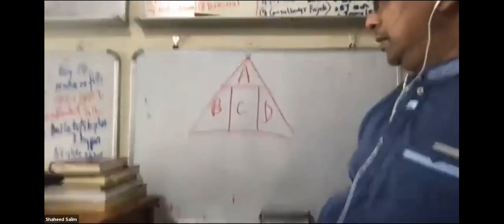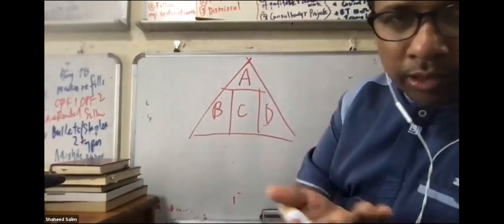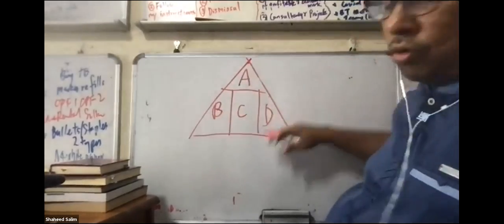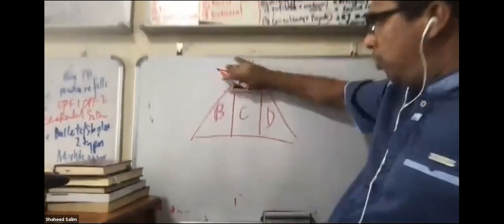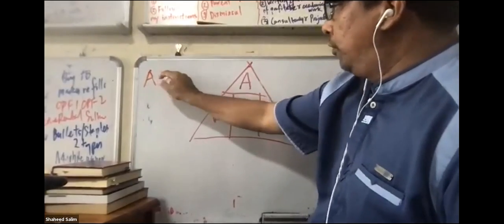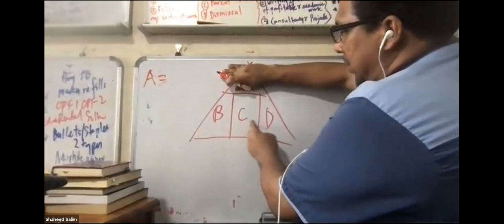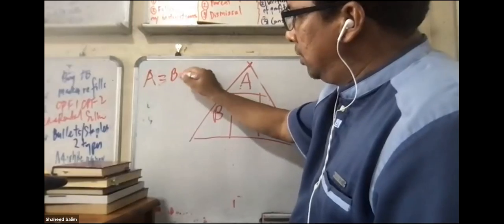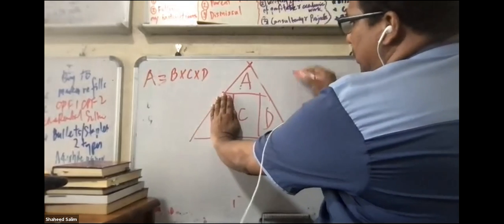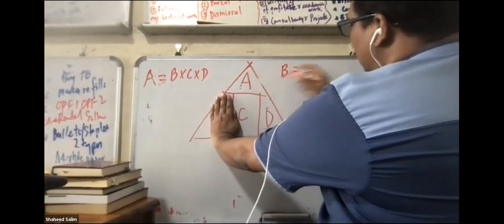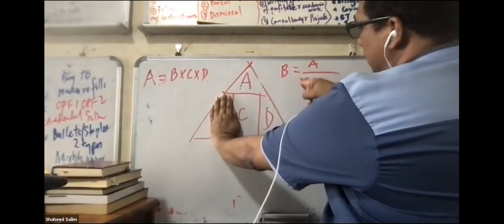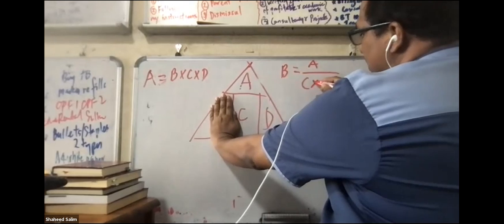So if I ask you what is the formula for A, you cover A. All those in a straight row, you have to multiply them. So the formula for A is B times C times D. If I ask you the formula for B, A is on top, C and D are below. So it's actually A divided by C times D.